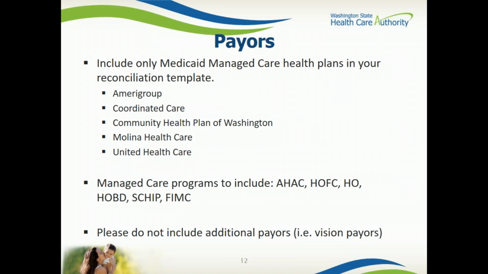For the payers that are to be included, we did see several different variances on which payers were reported. So we thought we would clarify who we expect to see as payers on your reconciliation template. These will be the Medicaid Managed Care health plans that are listed here. And for each of those plans, please only include the listed programs below: AHAC, HOFC, HO, HOBD, SCHIP, and FINC. Please don't include any other sorts of payers, like vision payers. Those are not included in the reconciliation.